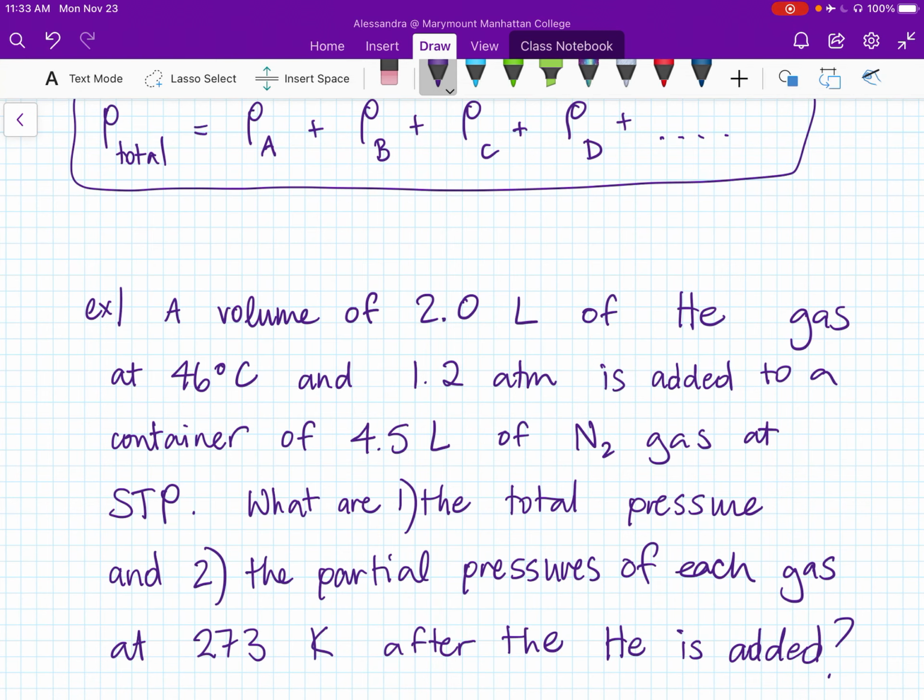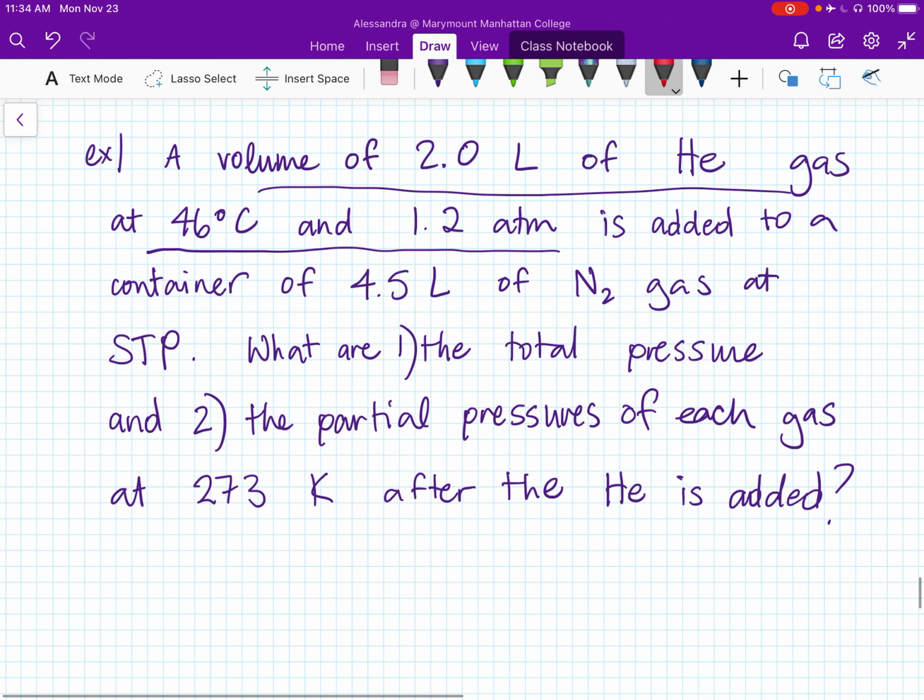So we need to figure out the total pressure, and we need to figure out the partial pressures of each gas. And it looks like for nitrogen, we have a fixed volume for our container, 4.5 liters. So we have nitrogen in that container, and we're going to be injecting helium into that container. So the total volume is not going to change. That container is going to be constrained at 4.5 liters of the final mixture. But for the helium, we have a volume of 2 liters at 46 degrees Celsius and 1.2 atmospheres. So I can use that initial bit of information to figure out the number of moles of helium that I'm adding. So I think that's a good strategy.